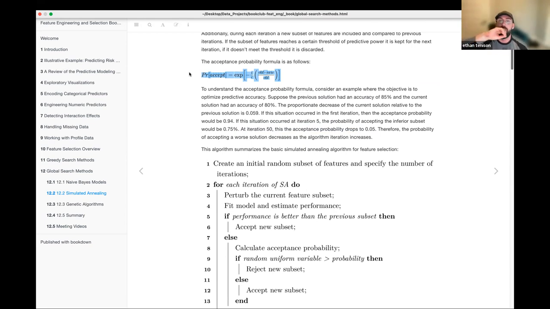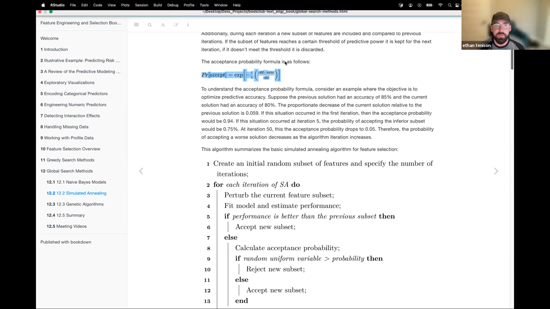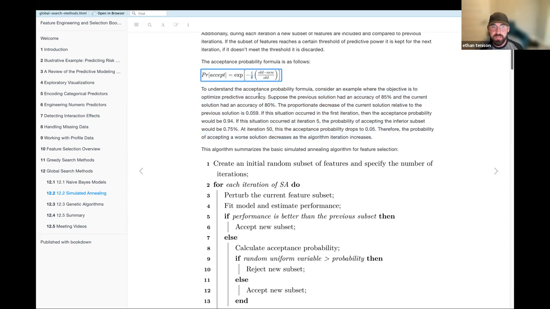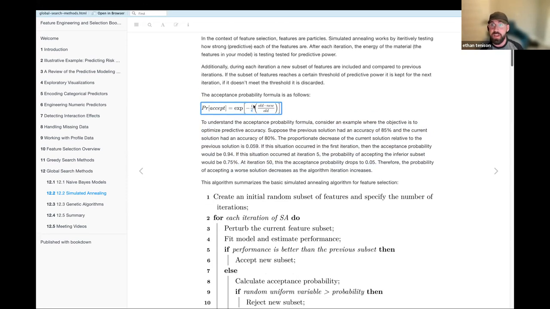decreases. And so I believe this is done to reduce overfitting and to ensure that you don't get stuck in a local optimal point. Because if you're always showing an increase of accuracy, but it's not by that much, you could be stuck in a predictor space that is not actually the optimal space. So that's why they have this penalty term in there, which I believe is this C right here. And then the I is your iteration. So through the iterations, your penalty increases.